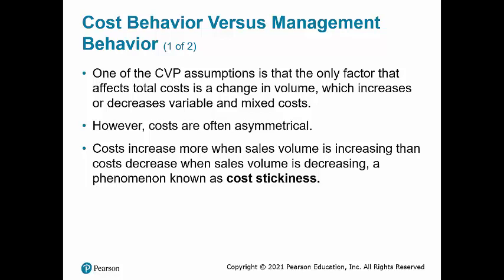However, when sales decrease, managers are reluctant to lay off workers, especially if the sales decline is expected to be temporary, and instead they find alternative activities for the workers. Therefore, the decrease in cost is smaller than the proportionate decrease in sales. Managers need to be aware that their decisions, such as not laying off workers, may cause costs to behave differently than expected based on their CVP analysis.